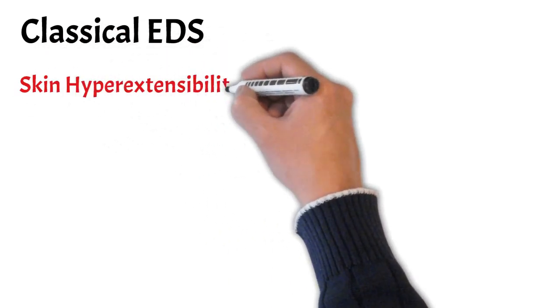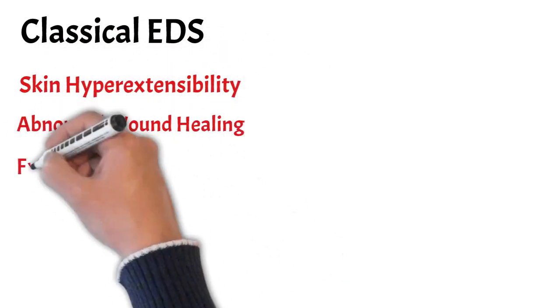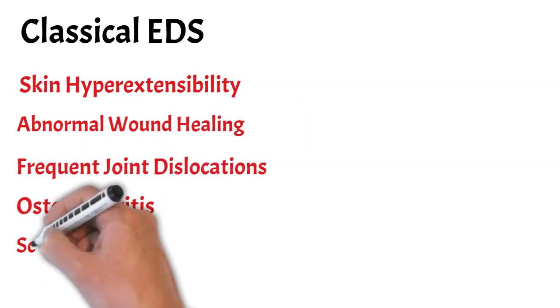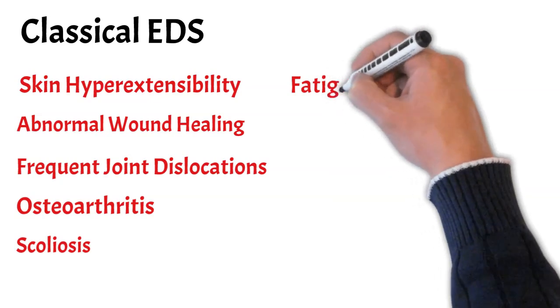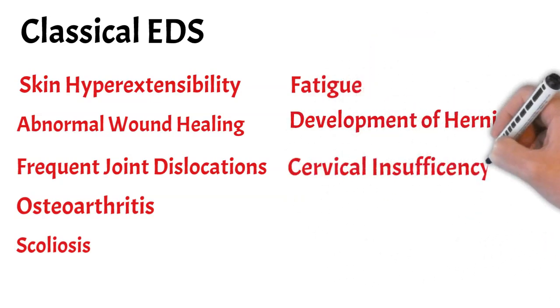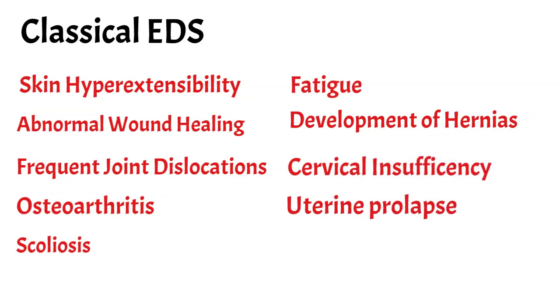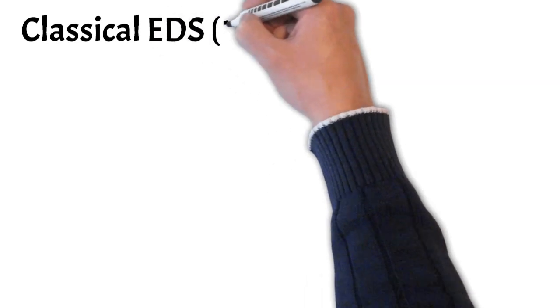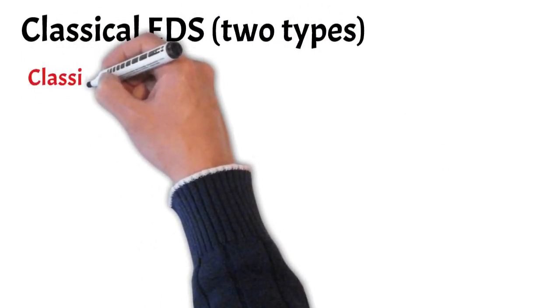The features of classical EDS include skin hyperextensibility, abnormal wound healing, frequent joint dislocations, osteoarthritis, scoliosis, fatigue, development of hernias, cervical insufficiency, and uterine prolapse. There are two types of classical EDS.